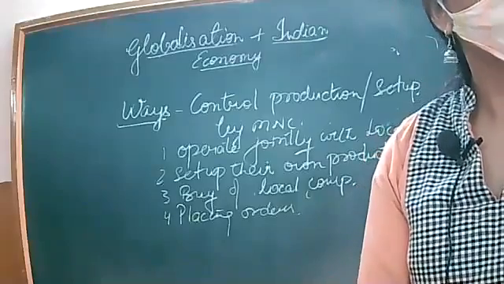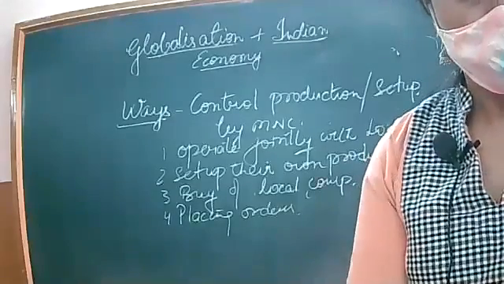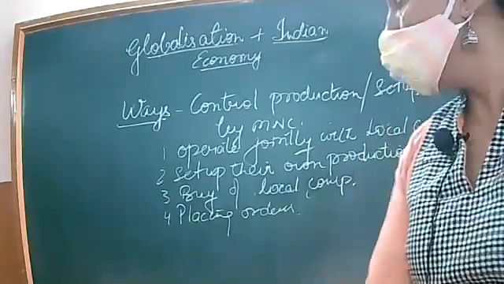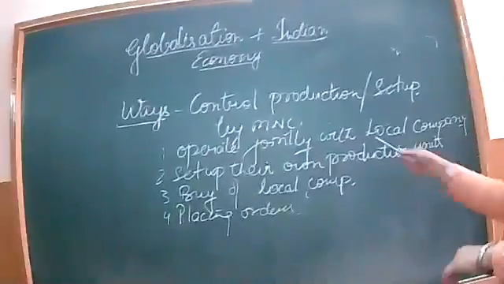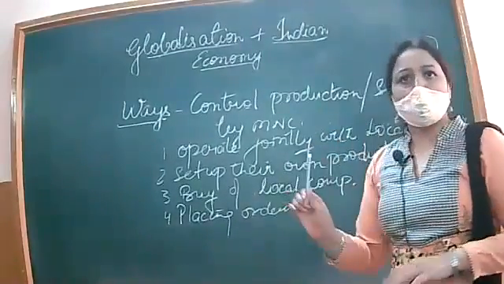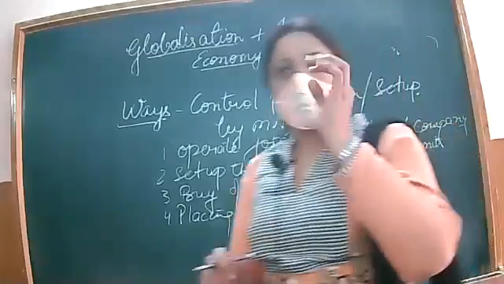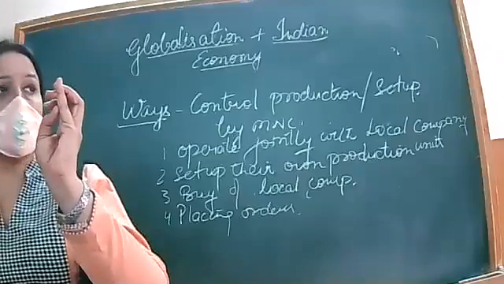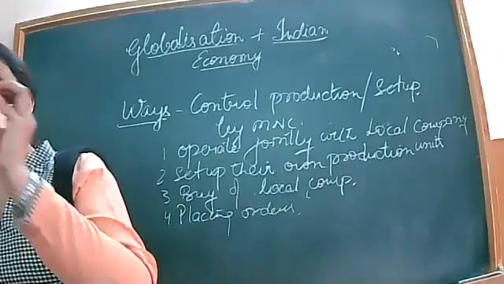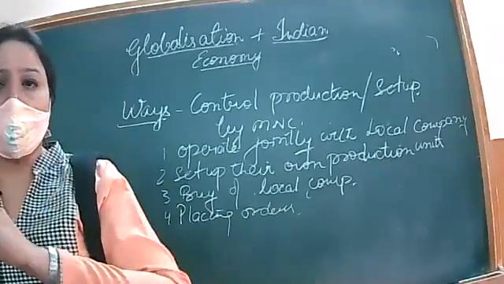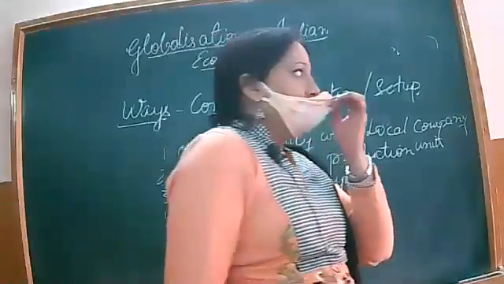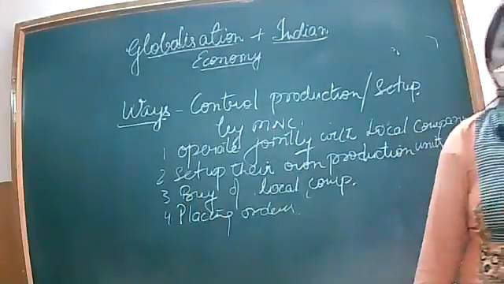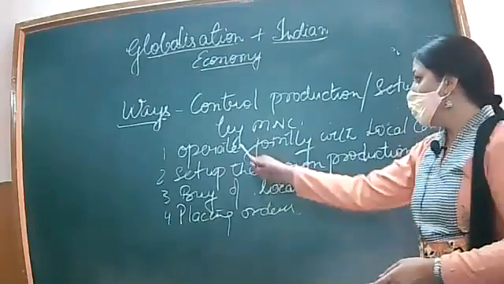Done? So the question can be asked: what are the various steps for the MNCs to control production or set up production? There are 4 ways. Maybe they'll join hands. Maybe they'll set up their own production. Maybe they'll buy the company. Maybe they will place an order. Let's understand all these one by one. And this explanation would be done by you only. I'll just help you out.